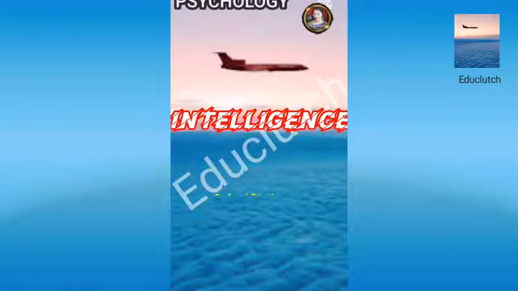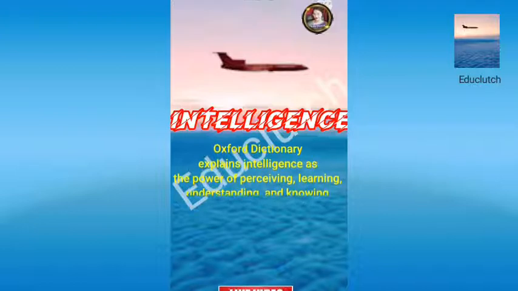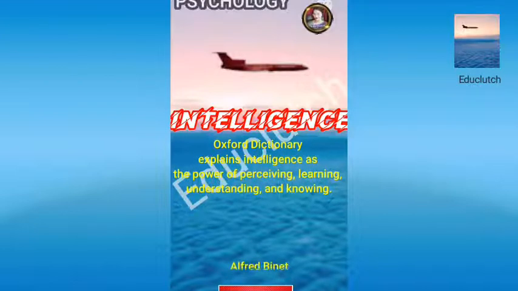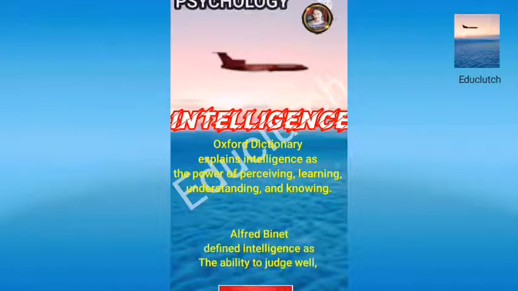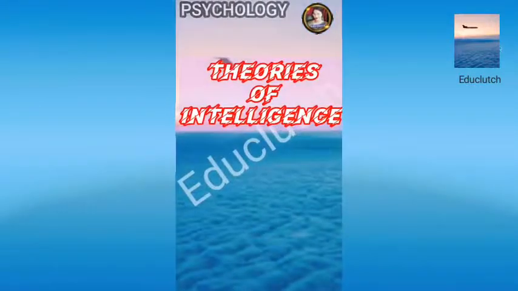According to Oxford Dictionary, intelligence is the power of perceiving, learning, understanding, and knowing. According to Alfred Binet, who is the first psychologist who worked on intelligence, it is the ability to judge well, understand well, and to reason well. Theories of intelligence.